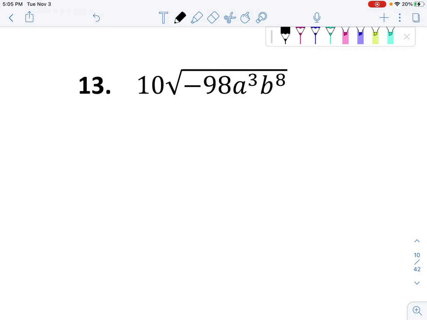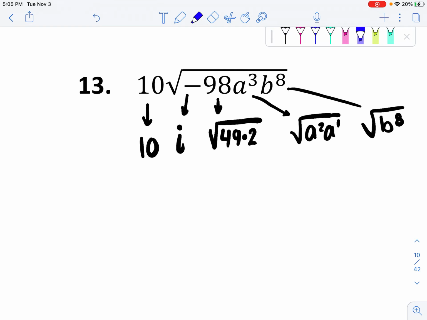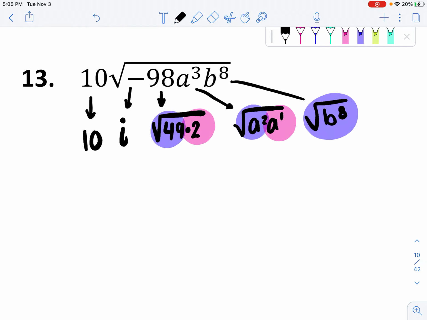Number 13, sorry. I've got a 10 out front, so that's going to stay. The square root of the negative is going to give me the i. 98 is going to give me 49 times 2. A cubed, well, that's a squared times a to the first. And b to the eighth is already an even exponent, so that one's good to go. So this one's good. Then I've got the a squared. I've got the square root of 49. The 2 is going to be trapped, and the a to the first is going to be trapped.